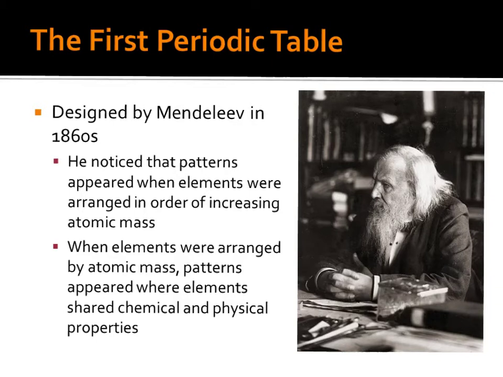So when they were organizing the different elements as they discovered them, he noticed that there were some patterns when they were all arranged in order of the atomic mass, from the smallest to the largest. When they arranged them by atomic mass, he found that patterns appeared where the elements actually shared some chemical properties and some physical properties. And so a picture of what he did is on the following slide.